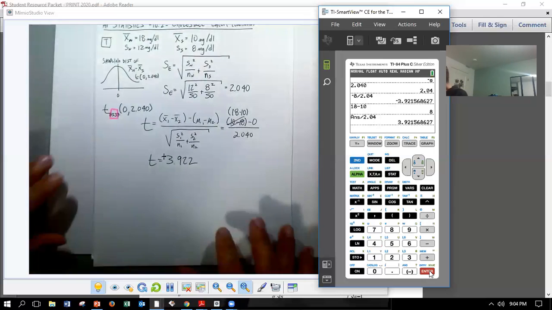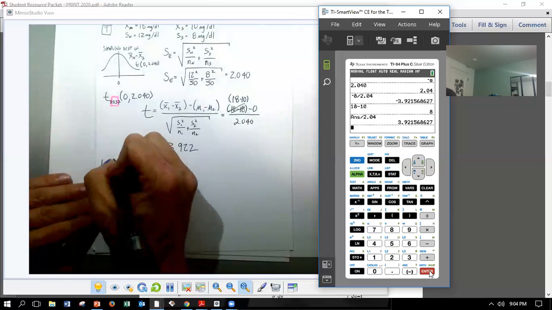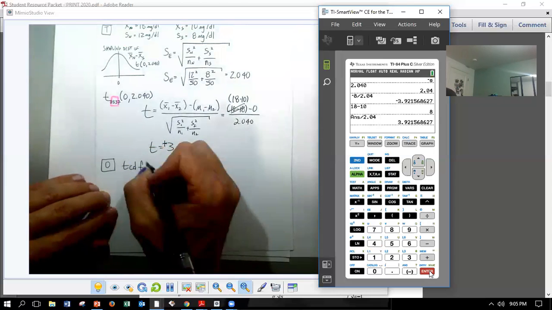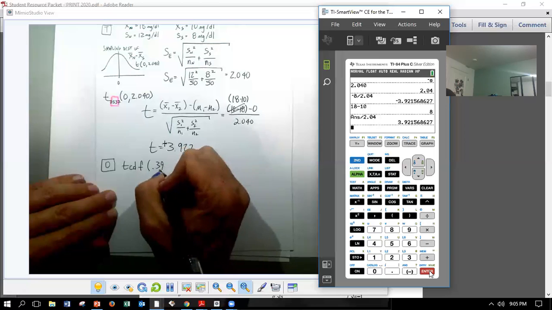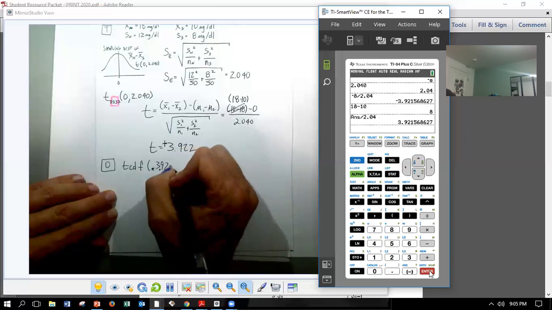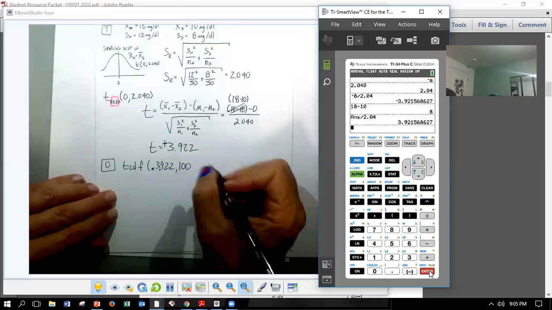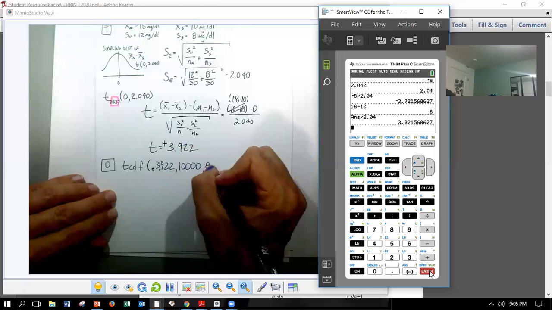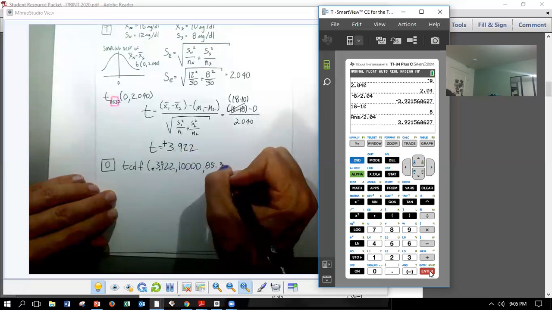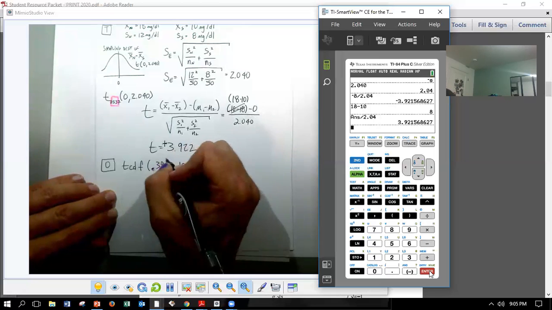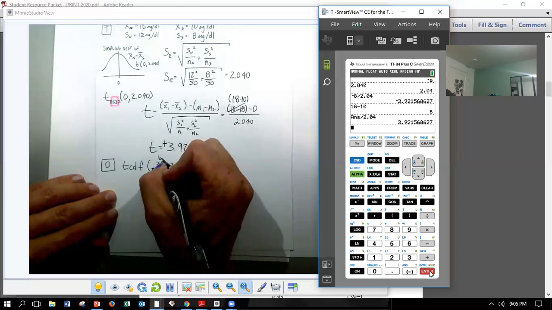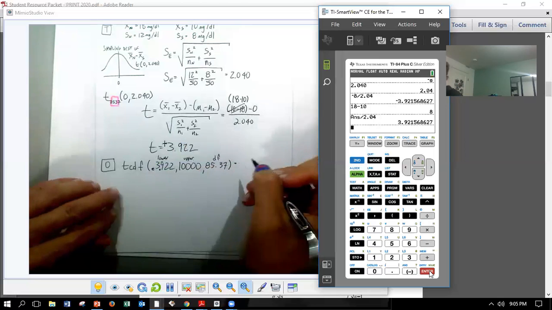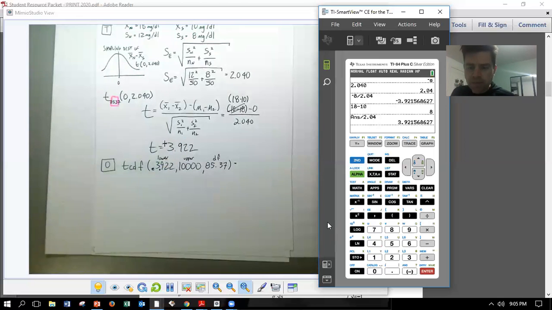All right, so we're going to go to the p-value now. Obtain the p-value. So I'm going to use tcdf, with a positive 3.922 to something really, really big. And my degrees of freedom were 85.37. Okay. So remember that what we have here, this is lower, this is upper, and this is degrees of freedom.